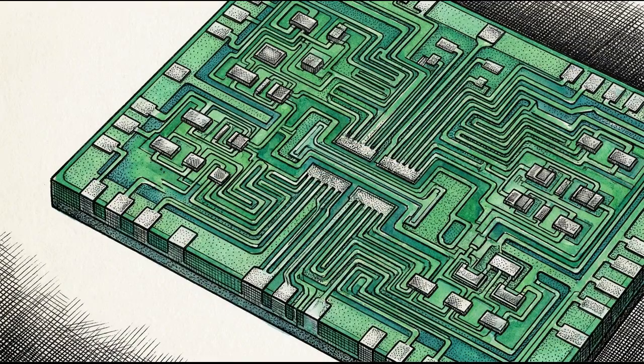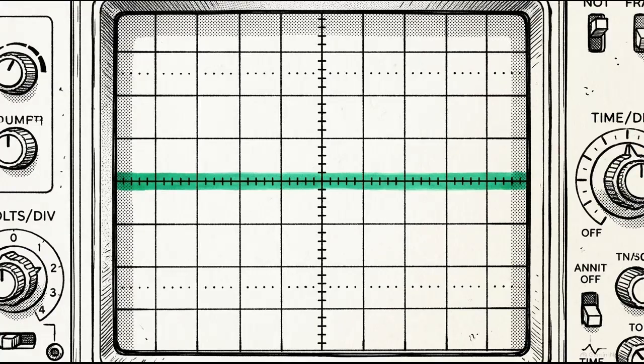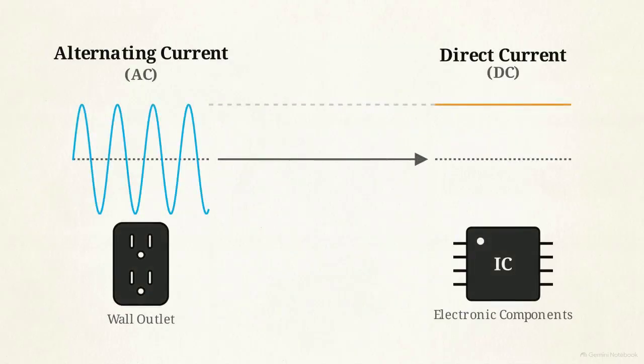But the microscopic transistors inside computers, smartphones, and medical equipment cannot function on oscillating power. They require a stable, unidirectional flow of electrons, known as direct current, or DC. This results in a technical mismatch. The energy delivered by the wall outlet oscillates too rapidly for internal components that require a steady-state voltage to operate.